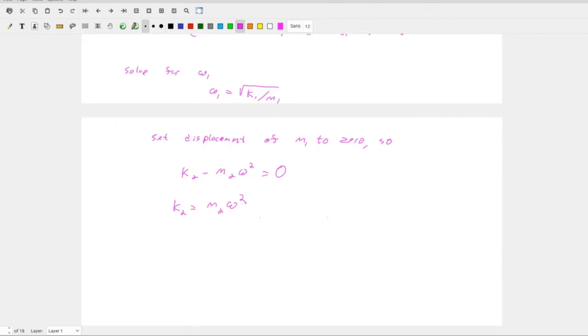So note that this will force the frequency of the tuned vibration absorber to be the same as that of the system, right? So omega 1 is equal to omega 2, which is equal to the square root of k2 over m2. That makes sense? So we have a k now that we can use for that.